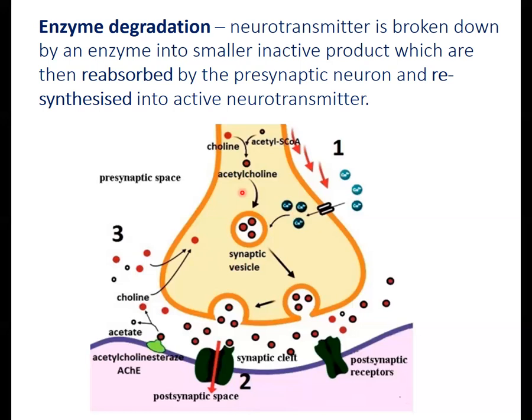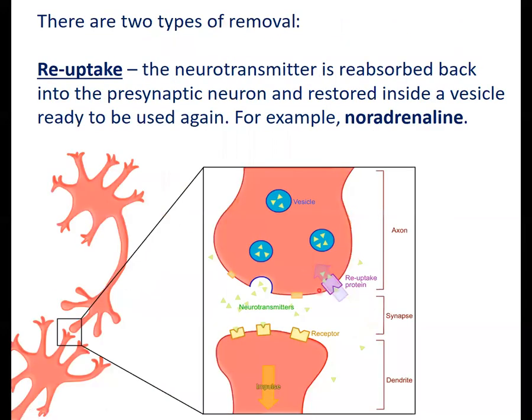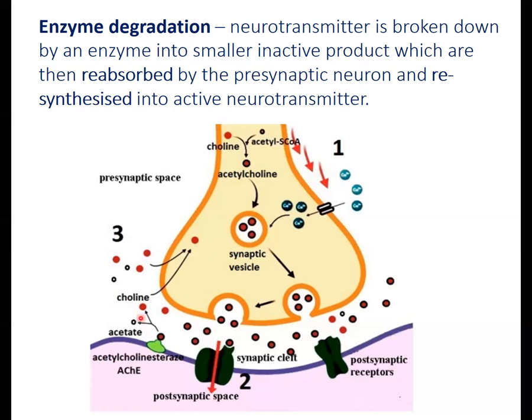So the key point that you really need to take away from this little section of the video is, why is it so important that neurotransmitters are removed from the synaptic cleft? Okay, have you got that? So that's to prevent continuous stimulation. And then the two methods: reuptake through a protein in the membrane for neurotransmitters like noradrenaline, and also enzyme degradation, the breakdown of the neurotransmitter by an enzyme. The smaller products are then taken back into the presynaptic neuron and built up into the neurotransmitter.